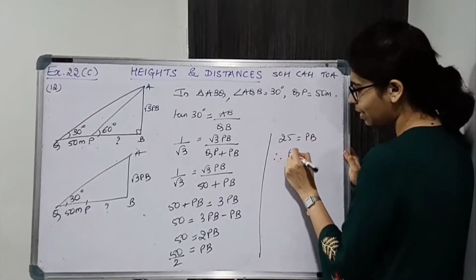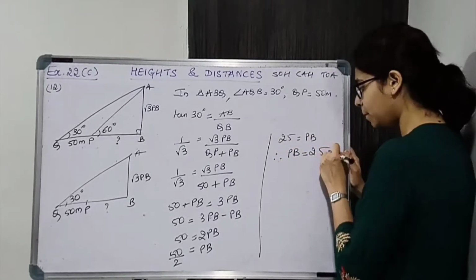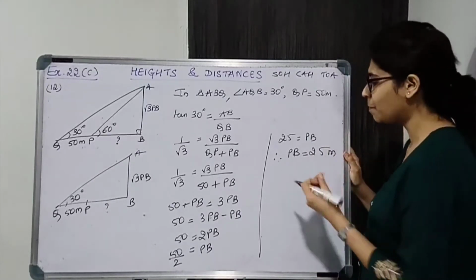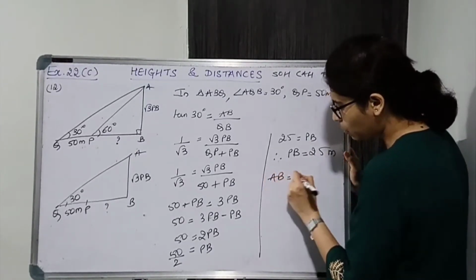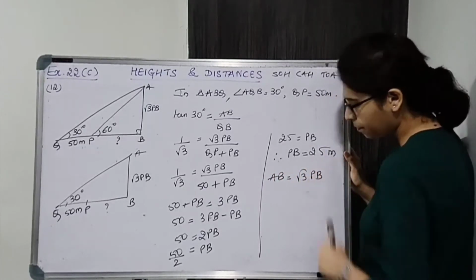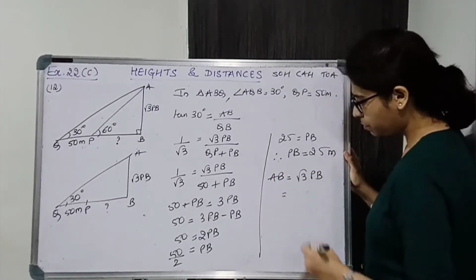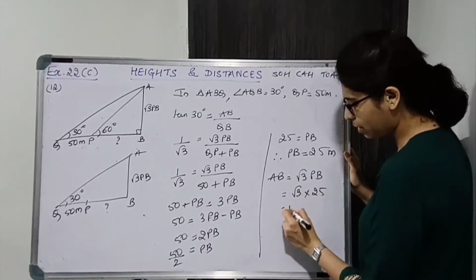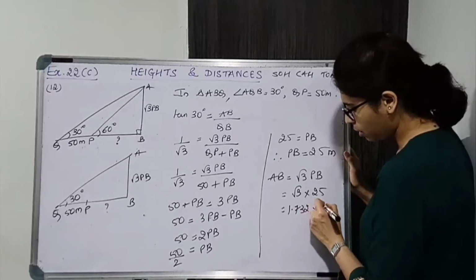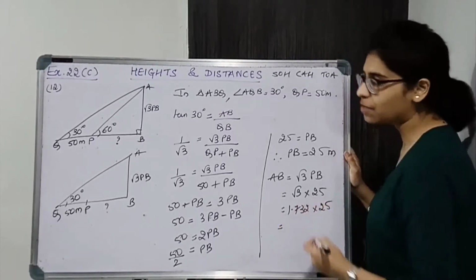So just switch the sides. PB is equal to 25 meters. Don't forget to put the correct unit. तो PB मिल गया हम लोग को. Now AB find करना है. AB is equal to √3 PB. Okay, so this will be √3 into 25. So that is 1.732 into 25. Let's see what answer we are getting.